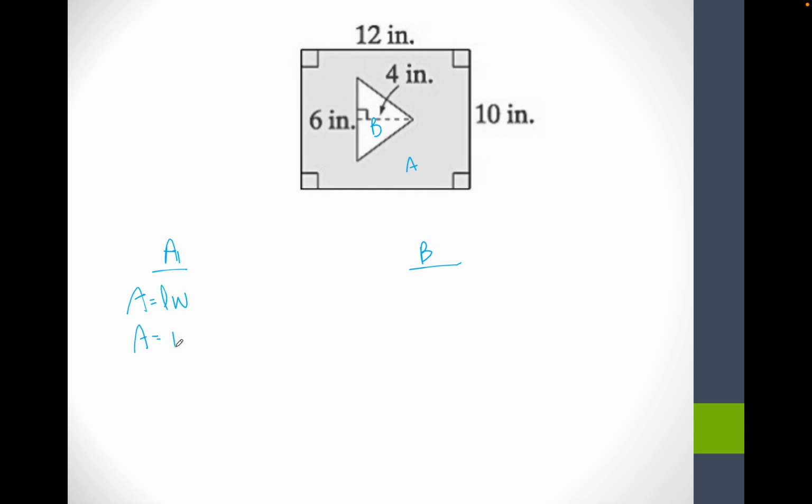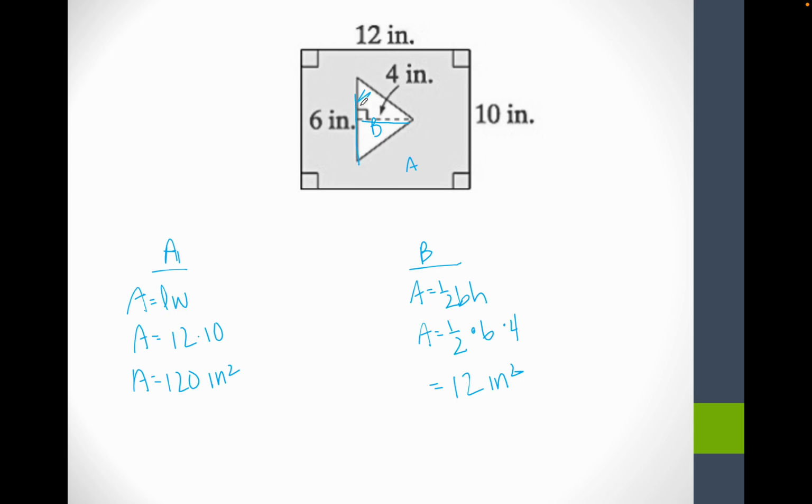The rectangle has a length of 12 and a width of 10 for a total area of 120 inches squared. Now I need to find the area of that triangle inside, which is 1/2 times base times height. The base of the triangle, if it's sideways, is 6 and the height is 4. So 1/2 of 6 is 3 and 3 times 4 is 12 inches squared.